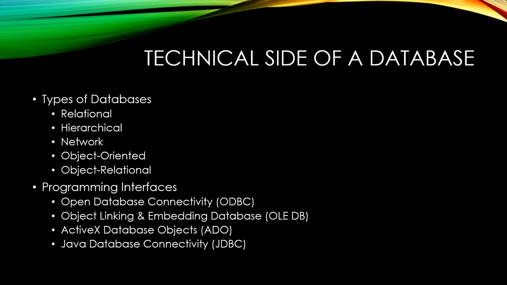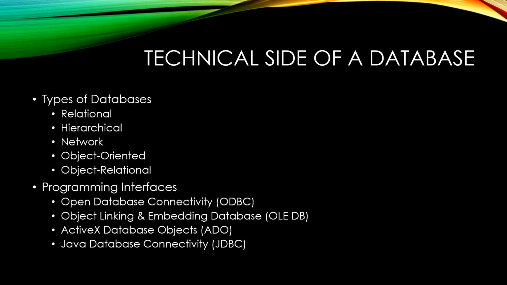All right, now that we know what a database is and some of the key uses of a database, let's talk about a little bit more of the technical side. There are several different types of databases: relational databases, hierarchical databases, network databases, object-oriented databases, and object-relational databases. A relational database is by far the most common type of database used, and it uses columns and rows to present data in a table format.